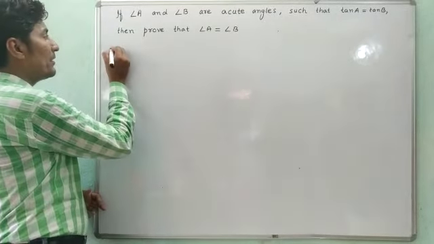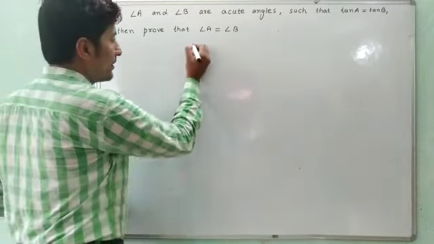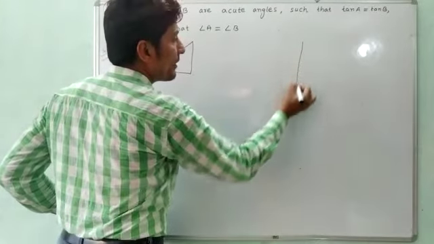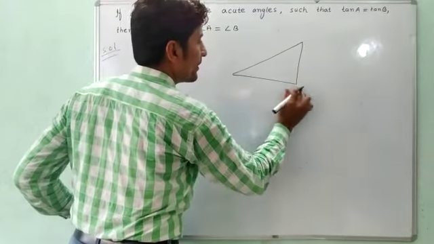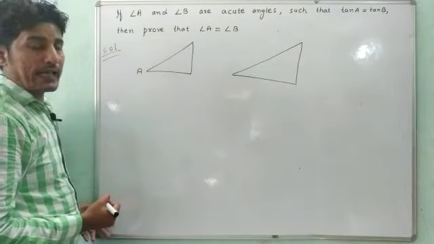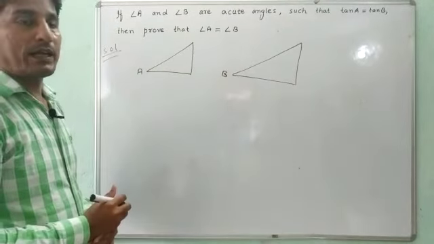To solve this question, first of all, we have to make two right angle triangles. First right angle triangle I am making here. Second right angle triangle is here. In the first triangle, here I am taking angle A as an acute angle. Here I am taking angle B as an acute angle.